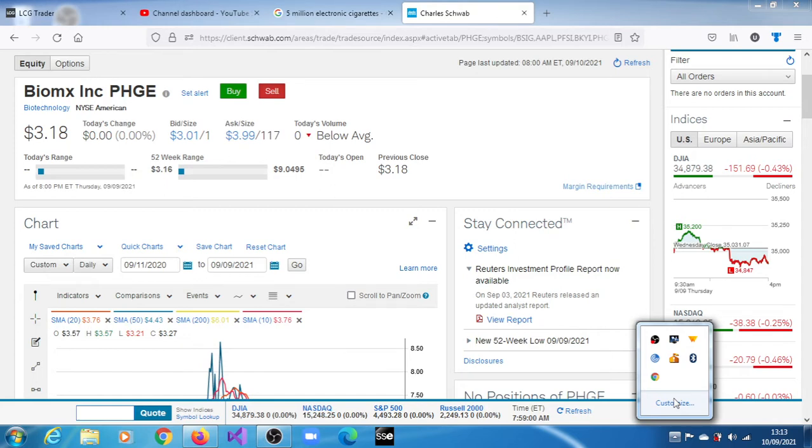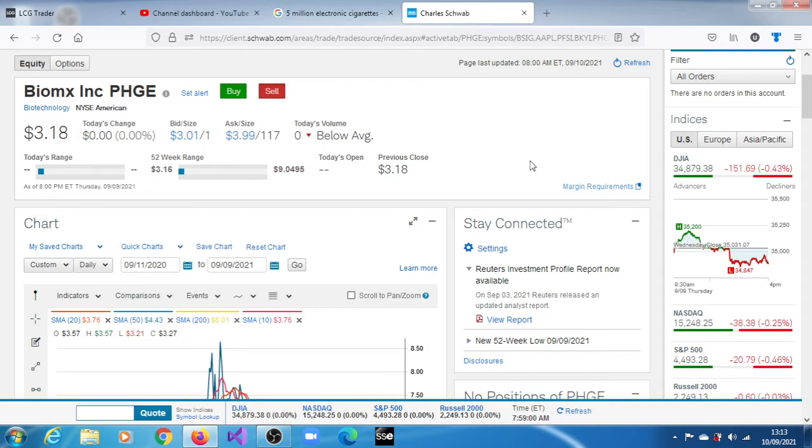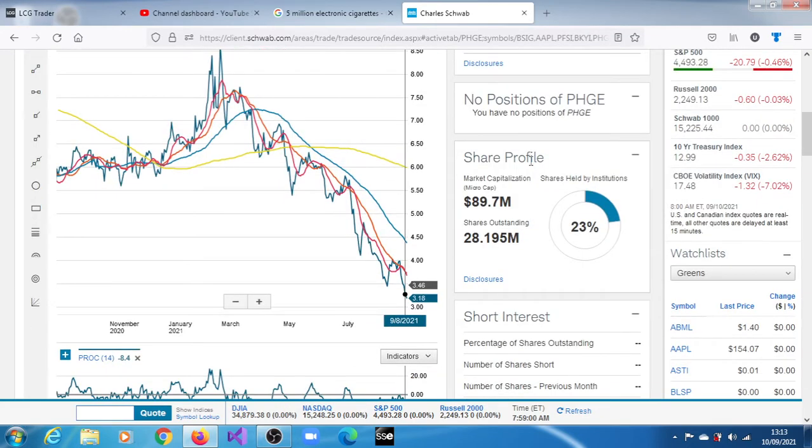So beginning with the first one, we have BiomX Inc. It closed the session of the 9th of September 2021 at $3.18. You can see what's going on here. The stock is very much bearish. It's been retracing since sometime in late February or March, and there have always been attempts for the stock to extend upwards, and it never really got to anything.